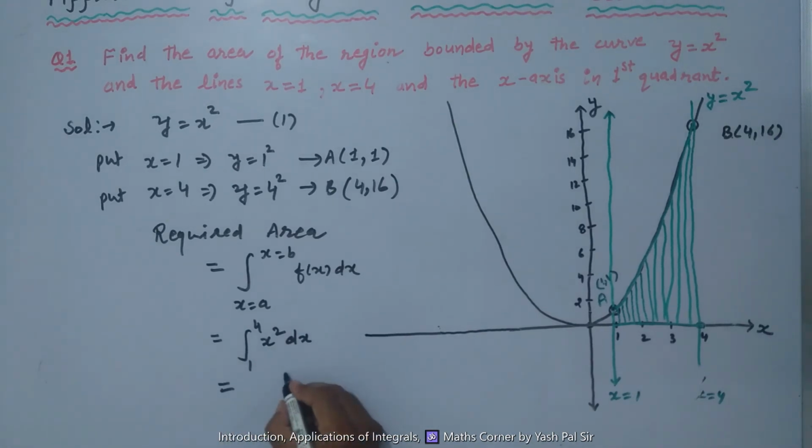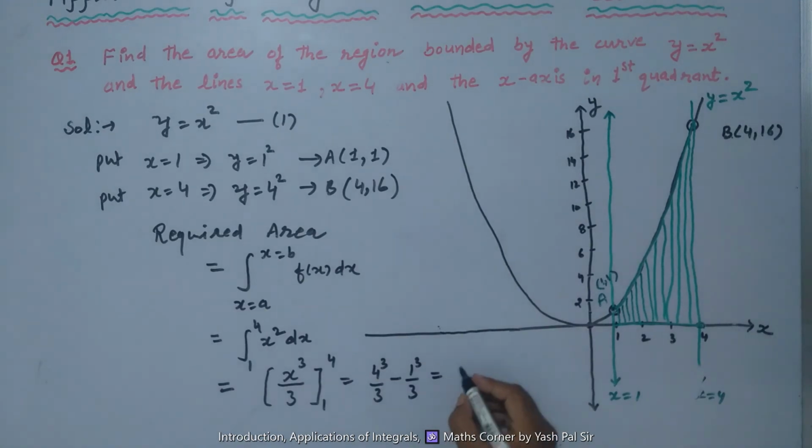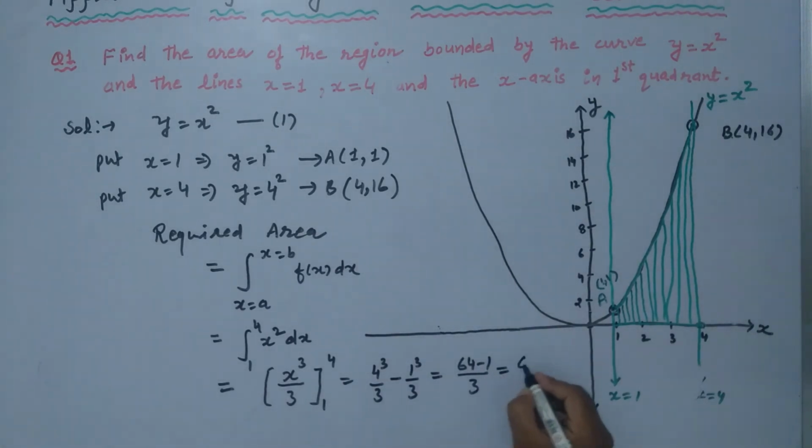Integration of x square is x power 3 upon 3, from 1 to 4. So this way we have 4 raised to power 3 upon 3 minus 1 raised to power 3 upon 3, that is equal to 64 minus 1 upon 3, which is equal to 63 upon 3 square unit. So this is the required area.